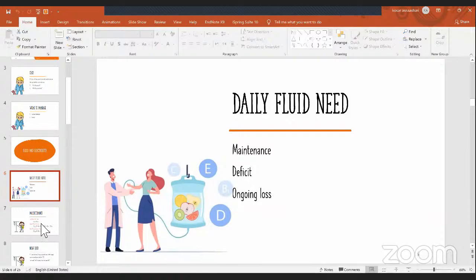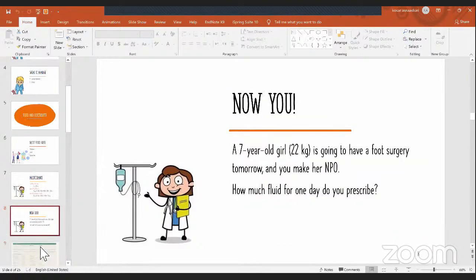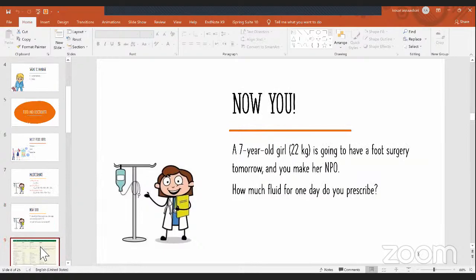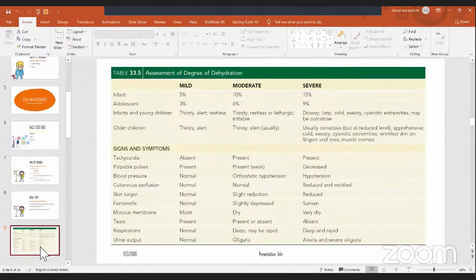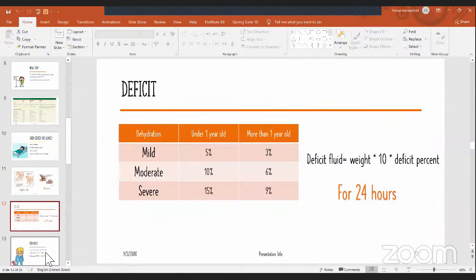We learned how to calculate maintenance. First 10 kilograms, 100 cc per kilogram. Second 10 kilograms, 50 cc per kilogram, and third 10 kilograms and more, 20 cc per kilogram, okay? And then we talked about dehydration, the percent of deficit in each person, and we learned how to calculate that regarding the signs and symptoms of a patient. We multiply the patient's weight by 10 by the deficit percent, and that's the deficit for 24 hours.